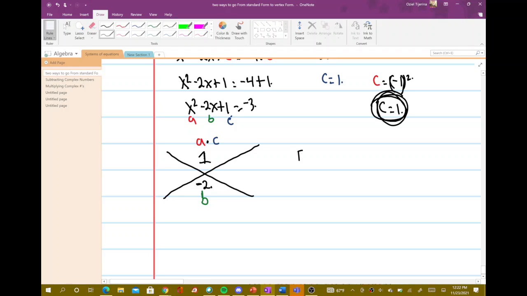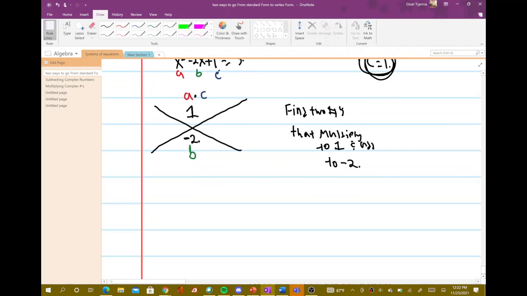You want to find two numbers that multiply to 1 and add to negative 2, okay? Of course, the only numbers that you know multiply to 1 are 1 times 1 and negative 1 times negative 1.